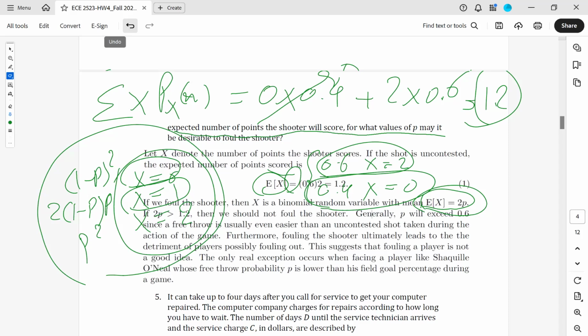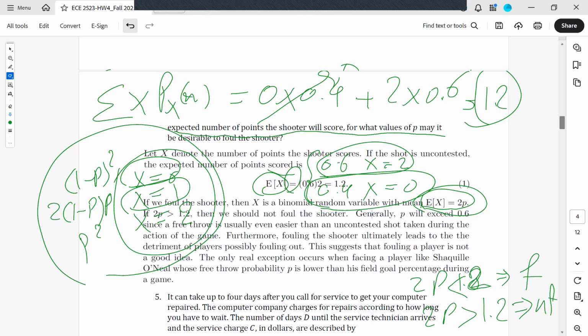So that means if 2P is less than that 1.2, we should foul the player. But if 2P is bigger than 1.2, that means we shouldn't foul. That's the logic for how to decide what to do with the player.